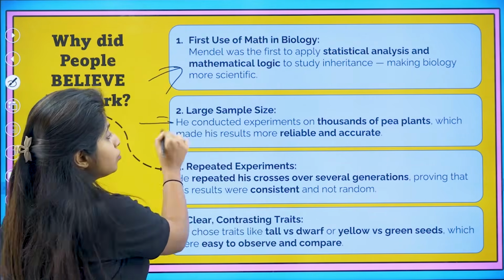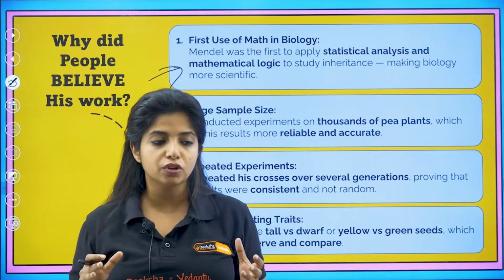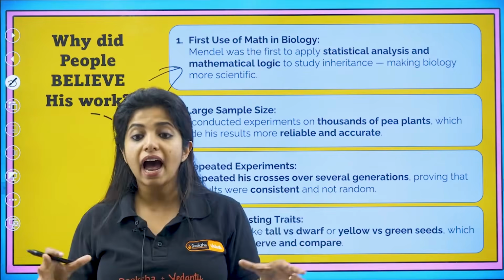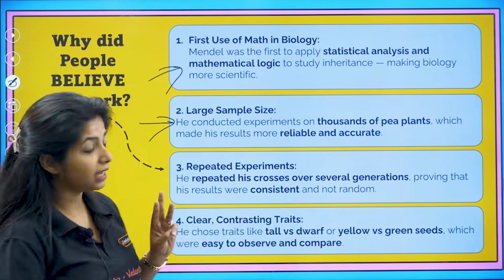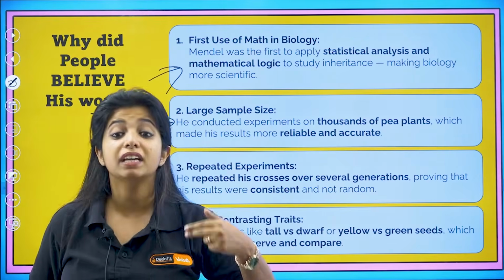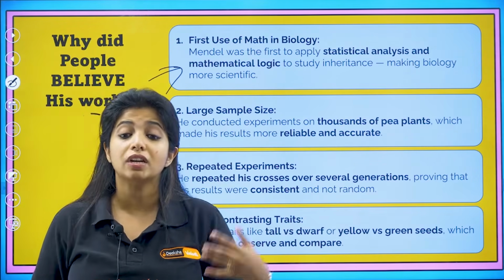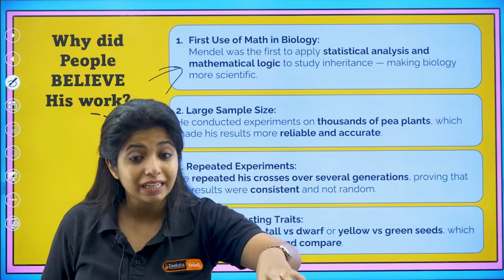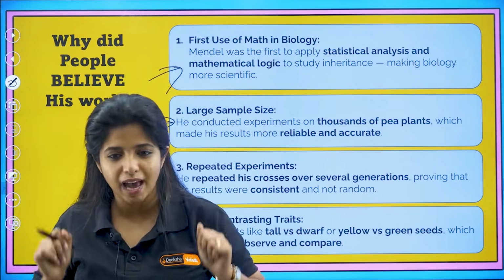Second thing, he used a large sample size. It was not like I will do the experiment on 2 things and that's all, that's how I'll get the result. No, he had a large sample size. Now the third thing, it was not like I'll do the experiment one time or twice. He repeated his experiments over generations, my dear children, proving that whatever he was trying to prove is actually correct and it's not a random thing that is happening out there.